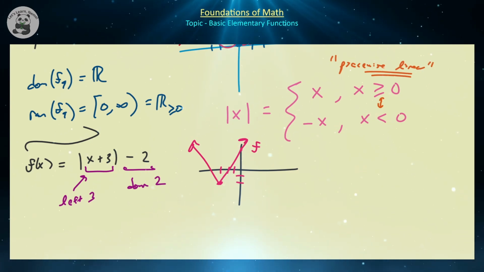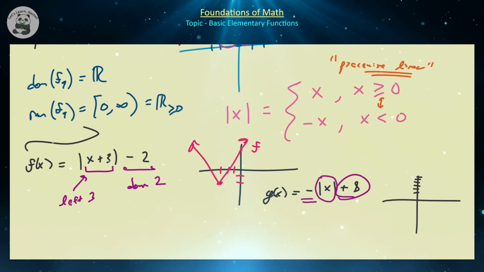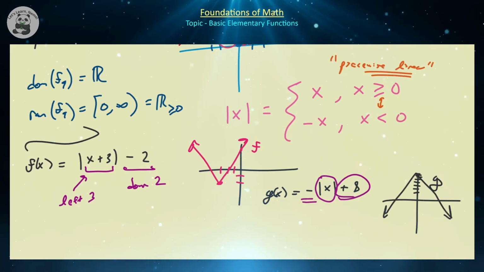And let's just do one more just for fun. Let's do g of x is equal to minus absolute value of x plus 8. Notice that's our parent function, the absolute value of x. We're going to be flipping it upside down, and then we're going to be shifting it up 8 units. Right? So we're going to be going up 8 units, 1, 2, 3, 4, 5, 6, 7, 8, and then we're going to be flipping that upside down. So that's the graph of the relation g.